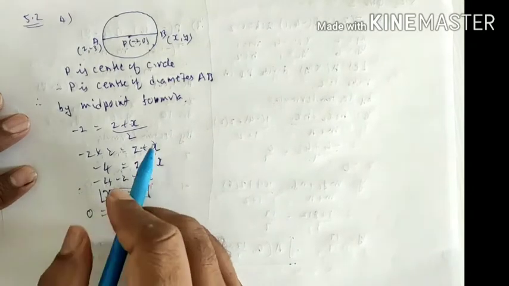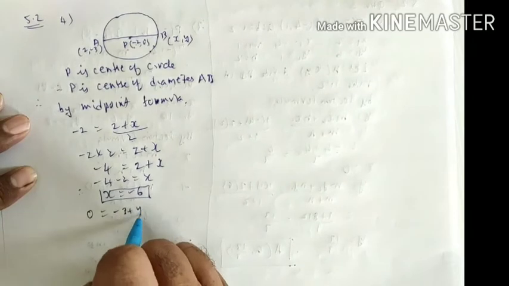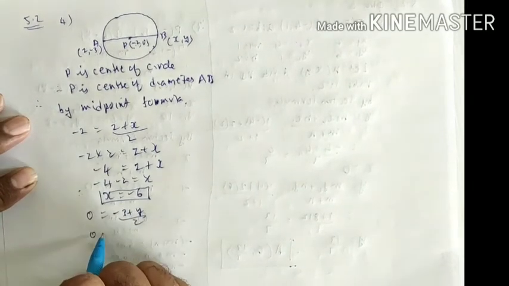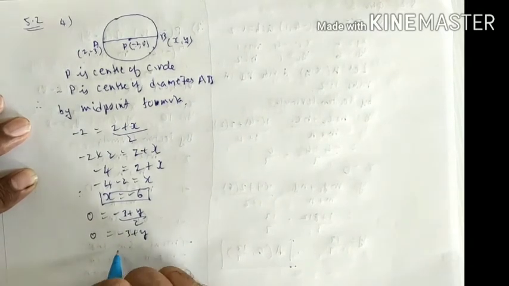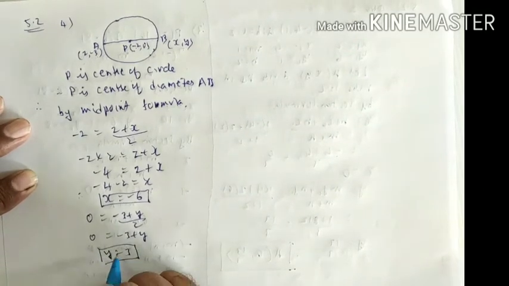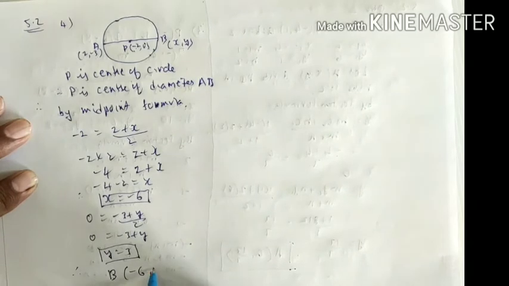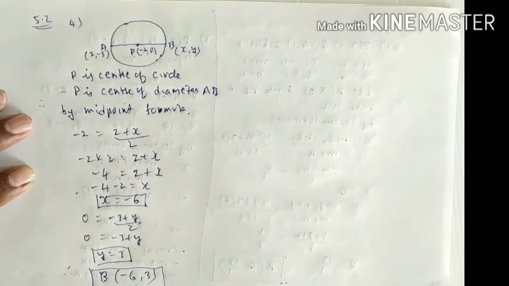0 is equal to (-3 plus y) upon 2. Bring 2 to the left side, we get 0 is equal to -3 plus y, or we get y is equal to 3. Therefore the coordinates of B are (-6, 3). This is our answer.